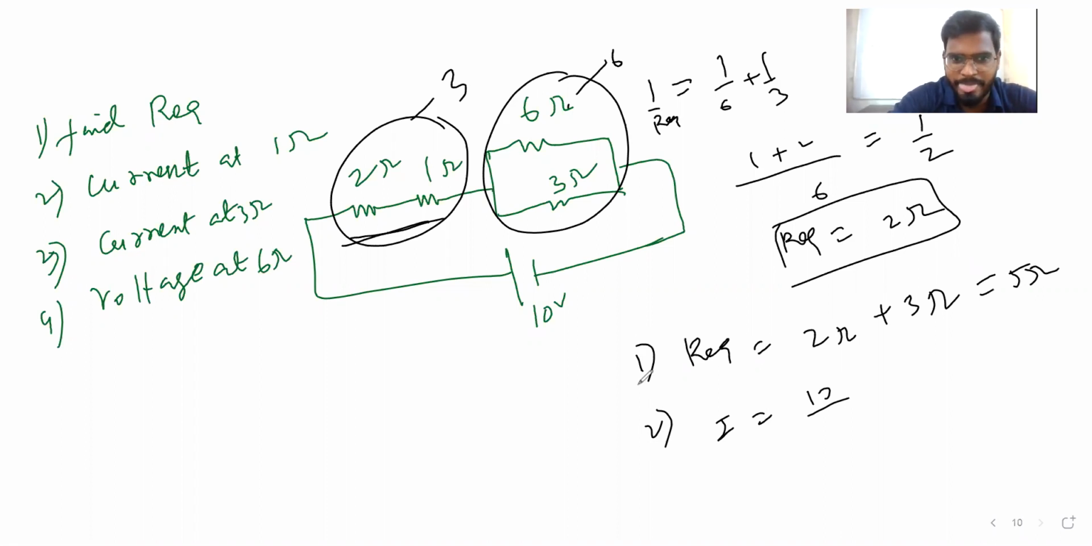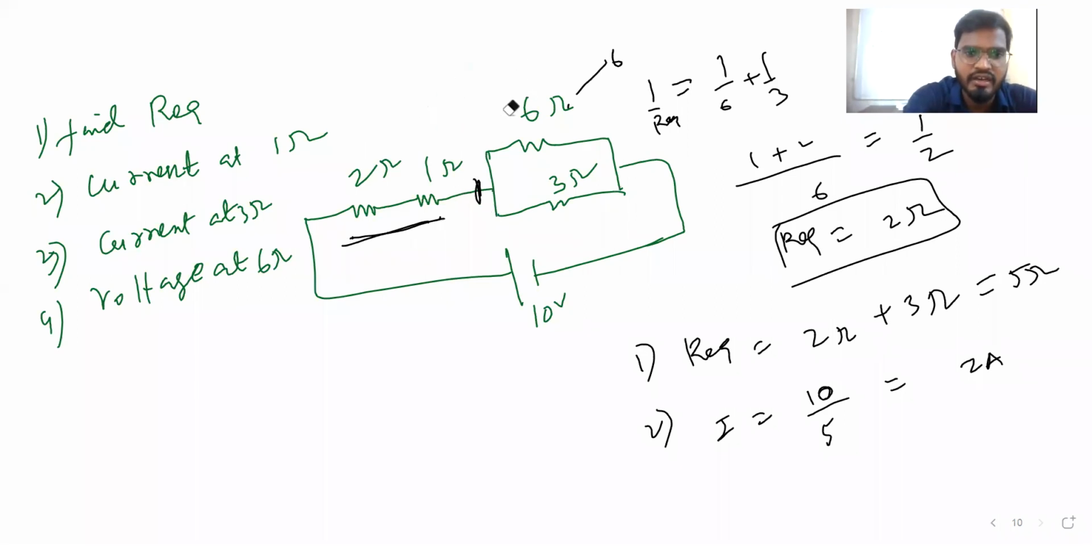R is how much? Total resistance you have to find: 5. So it is 2 ampere current. Here also 2 ampere, here also, because till here it is series. Let me clean this a little. Guys, till here it is series, so the battery current will be the same, 2 ampere. Right? Till here it is the same.